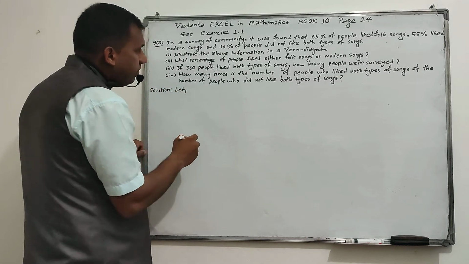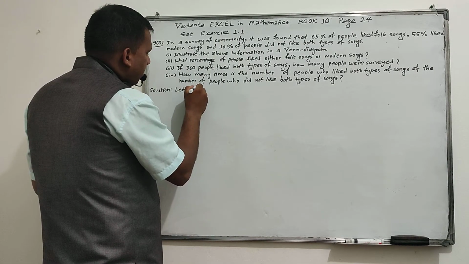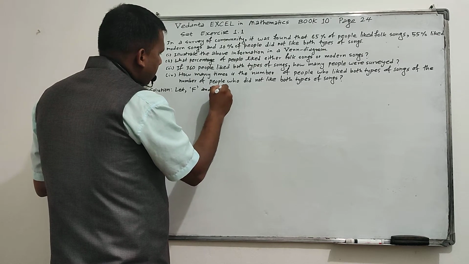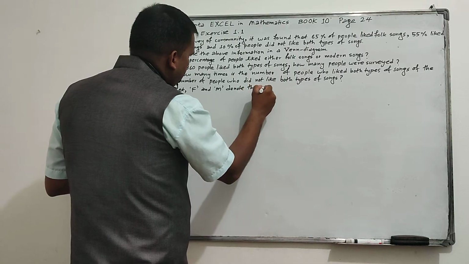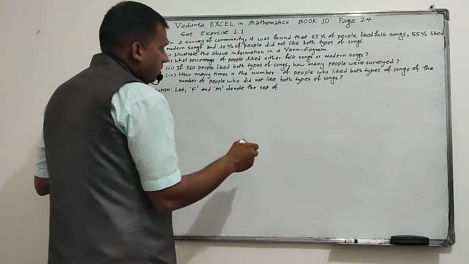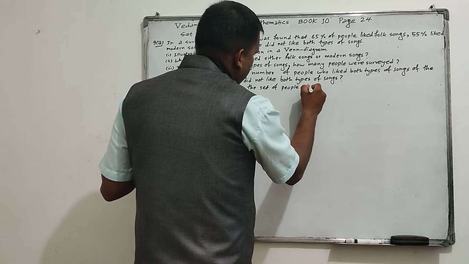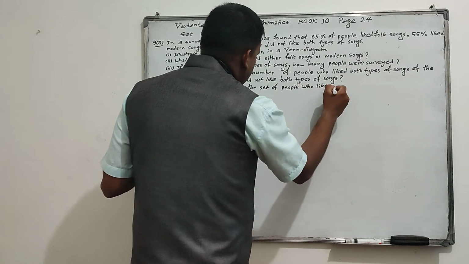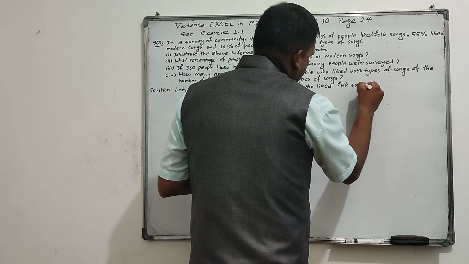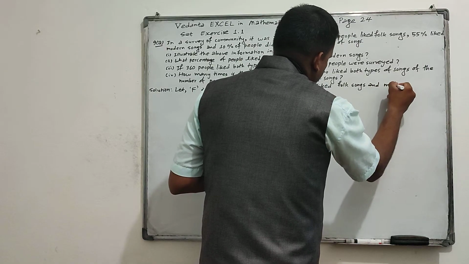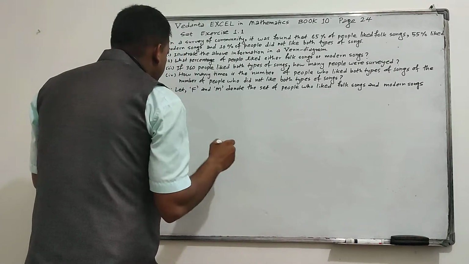Let F and M denote the set of people who liked folk songs and modern songs respectively.